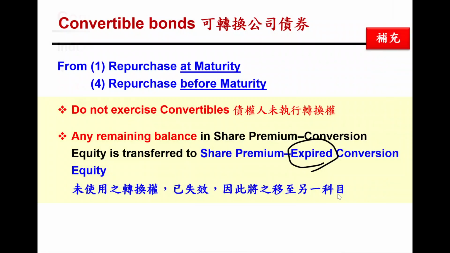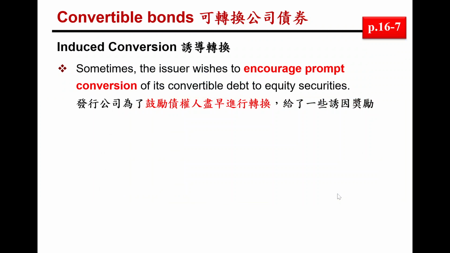Okay, we've done 4 cases already. Right now, a special thing about convertibles 转换权 is induced conversion 诱导转换. You know, who decides to convert or not? Creditors, right? But sometimes your company may want creditors to convert the bonds. How? You have to give them some incentive. So maybe you will give creditors some incentive to ask them to convert to shareholders.